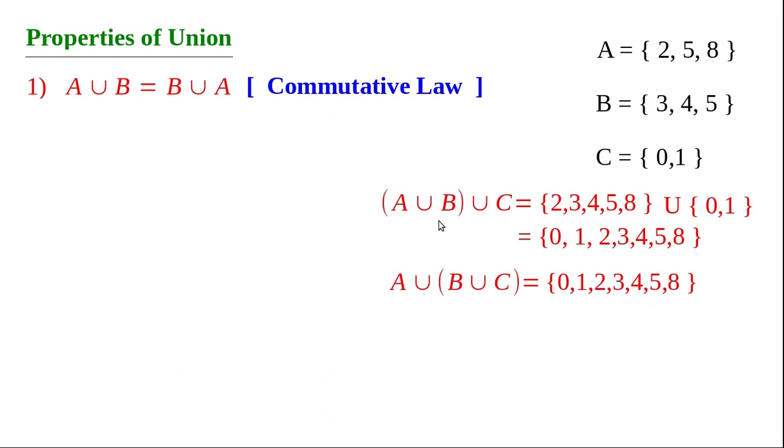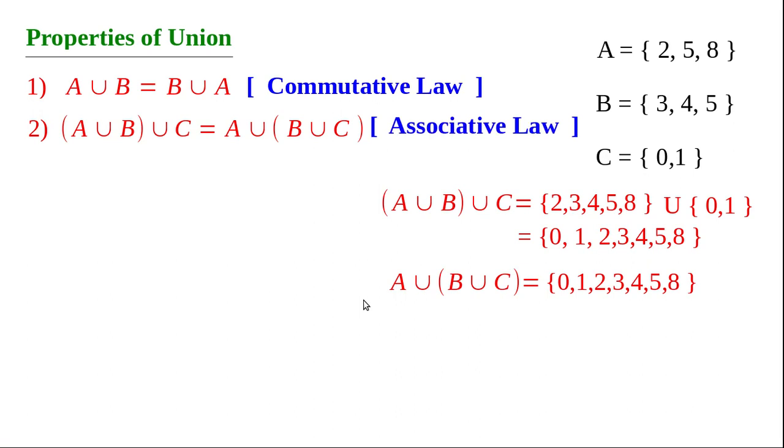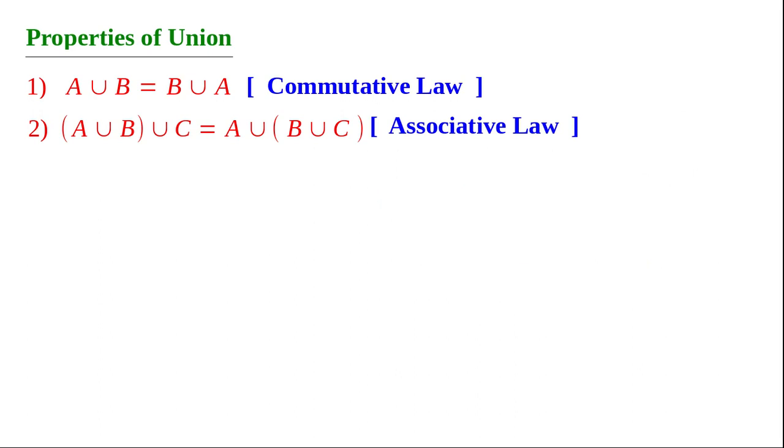It means that (A union B) union C is equal to A union (B union C) for any three sets A, B, C. This property is known as associative law or associative property. Then what is the associative law or associative property of union? Say with me, (A union B) union C equal to A union (B union C). Okay, A union B, then take a pause. A union B union C equal to A union (B union C). Clear? Now the third property is this one.